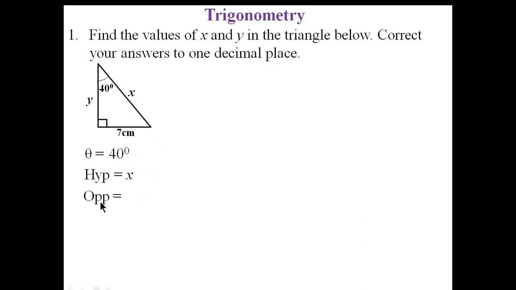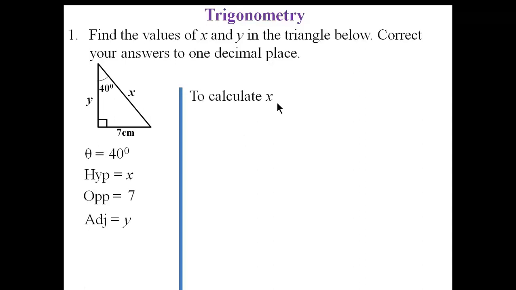Then we look at the opposite. The side that is opposite to the given angle is called the opposite. So we have it at 7 centimeters. And the third side, of course, is the adjacent. So that will give us y as the adjacent. Now we go ahead to find the values of x and y.